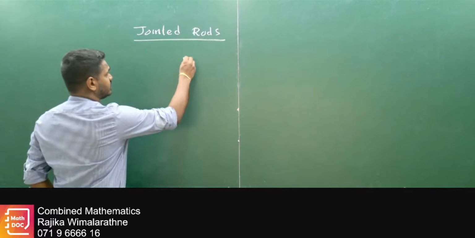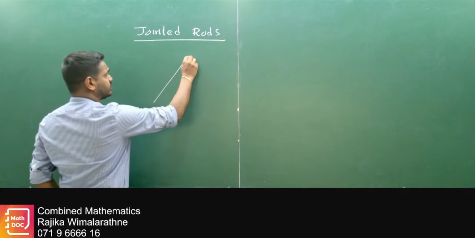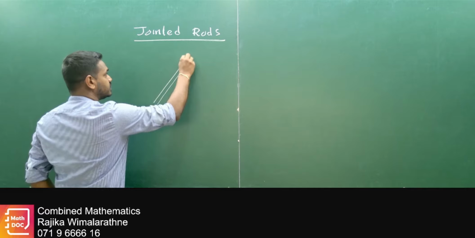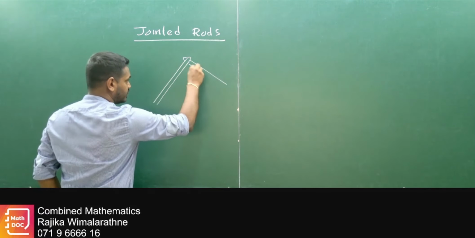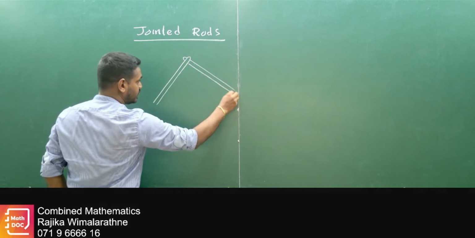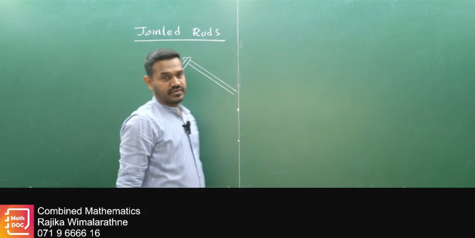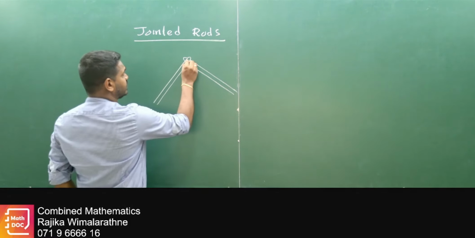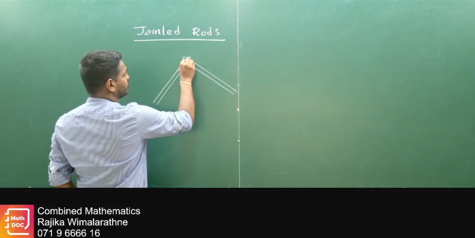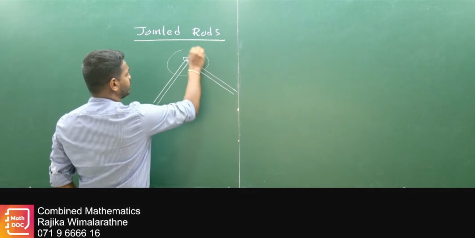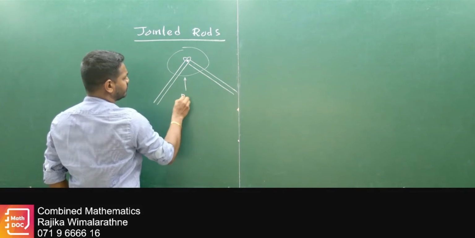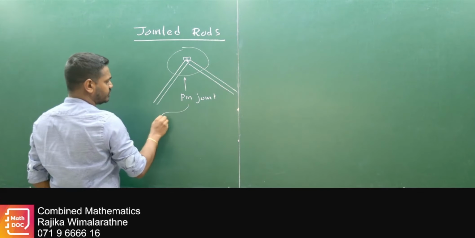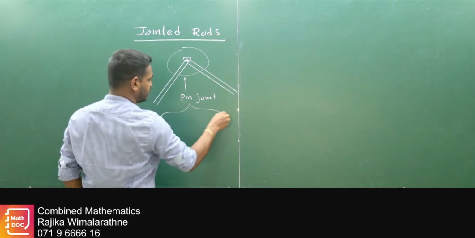Now here we have rods. They are weighted rods. Last time, when we did Bow's notation, we used light rods. Now here, weighted rods, they have weights. They are connected at the ends by a pin. Here we call it a pin joint. So here we have two different types of pin joint.